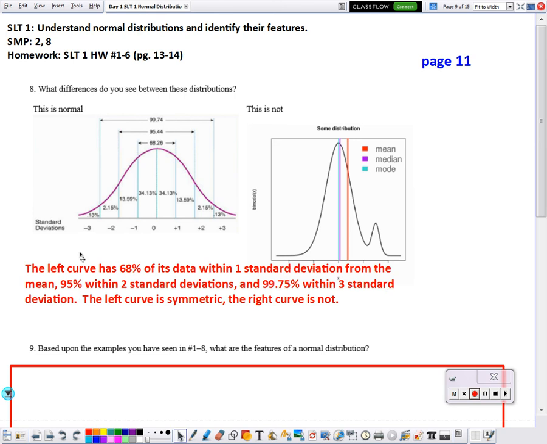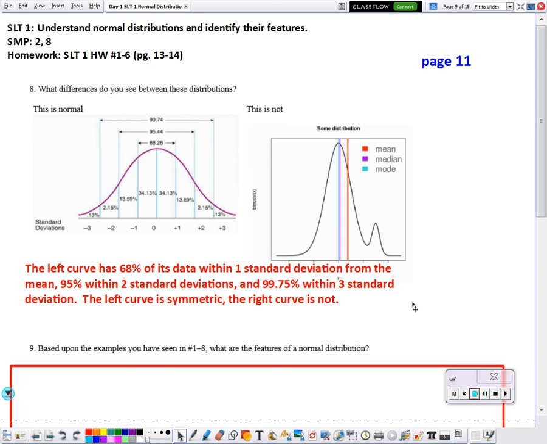And so everyone take a moment and make sure you write this down exactly as I have it written. The left curve has approximately 68% of its data within 1 standard deviation from the mean, 95% within 2 standard deviations, and 99.75% within 3 standard deviations. The left curve is symmetric and standard. The right curve is not.